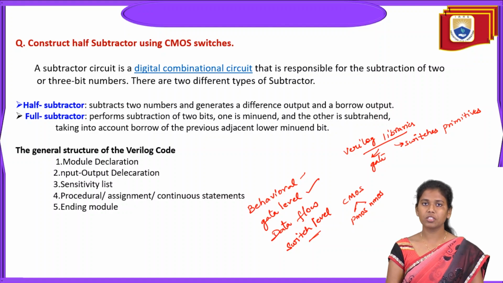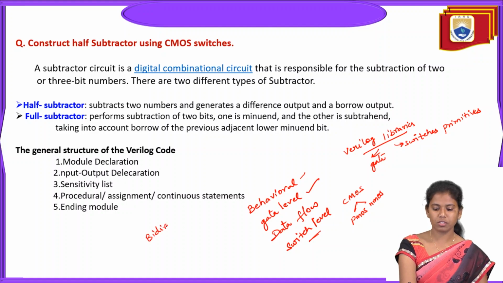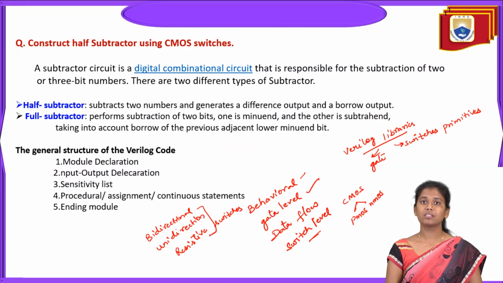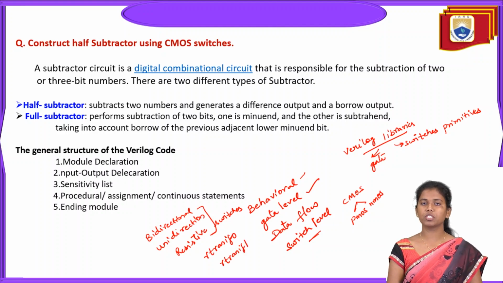Based on the switch level modeling, we have discussed so far different types of switches: bidirectional switches, unidirectional switches, and also the resistive switches and so on. The resistive switches represent RTRAN, RTRANIF0 and RTRANIF1, right? These are the different types of switches based on the propagation of the signal which takes place from the input to the output as well.